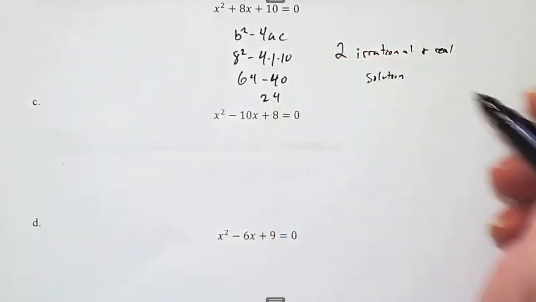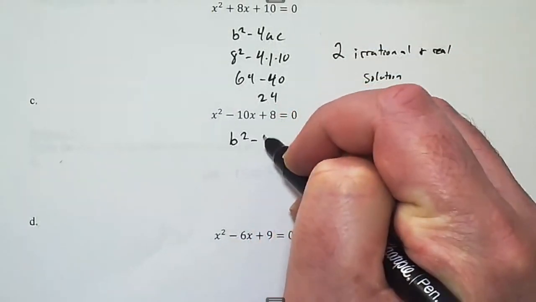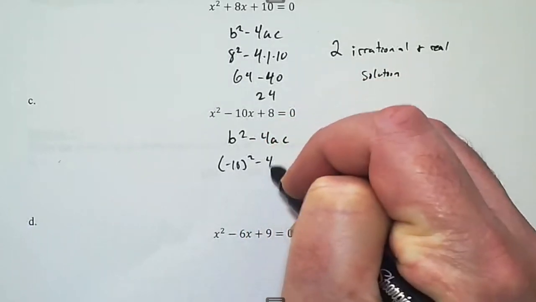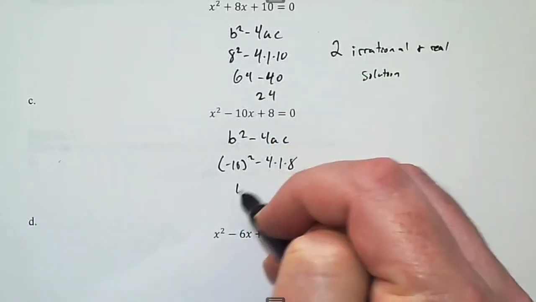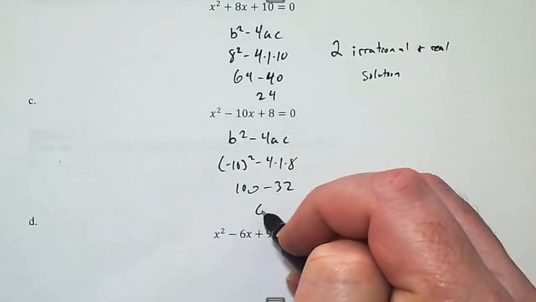All right, let's try this one. B squared minus 4ac. So this is negative 10 squared minus 4 times 1 times 8. So it's 100 minus 32, which is what, 68?